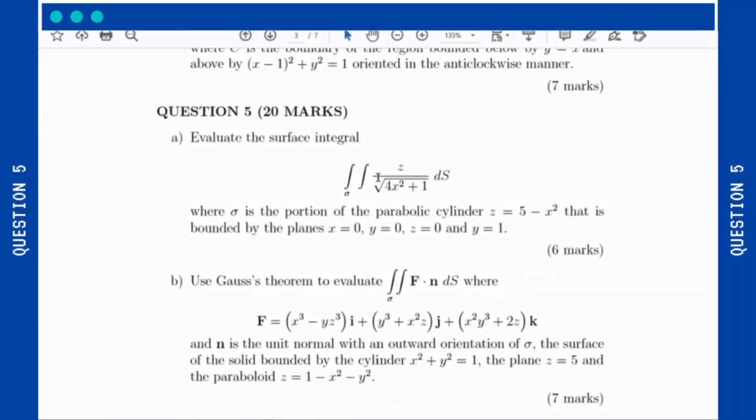I will show you how to solve question 5 for this final year class test. Evaluate the surface integral, where sigma is the portion of the parabolic cylinder z is equal to 5 minus x squared that is bounded by the planes x is equal to 0, y is equal to 0, z is equal to 0, and y is equal to 1.